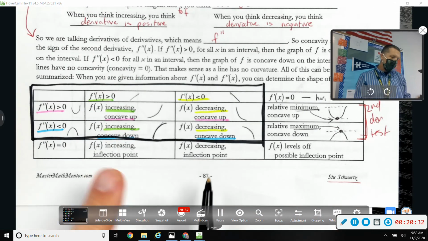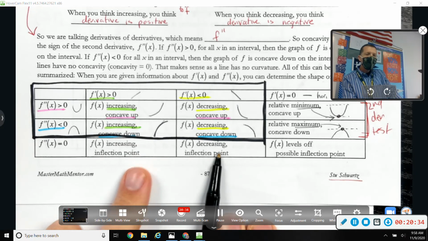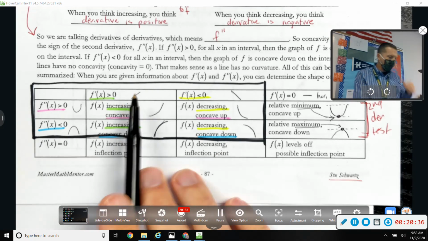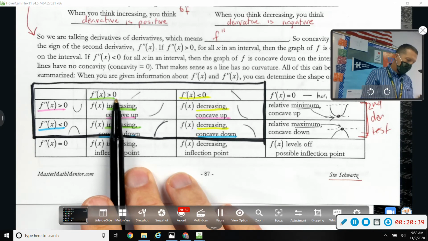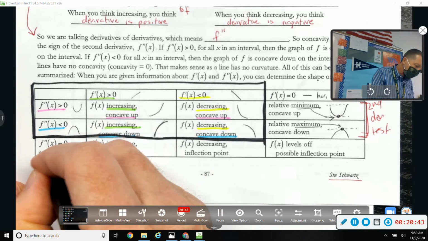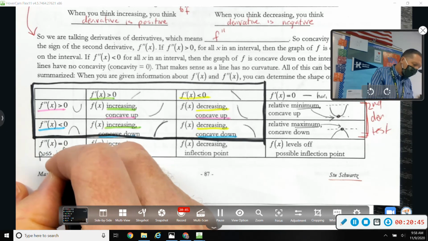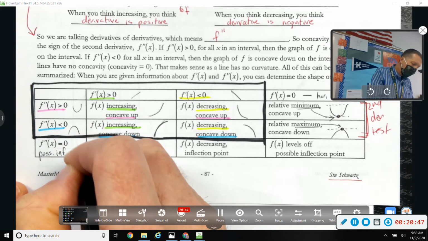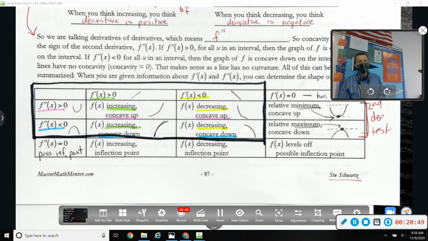All right, let's come to these two, bottom two here. So f is increasing, now, you know what, let's back up to this. If f double prime is 0, that means we have a possible inflection point. Possible inflection point.